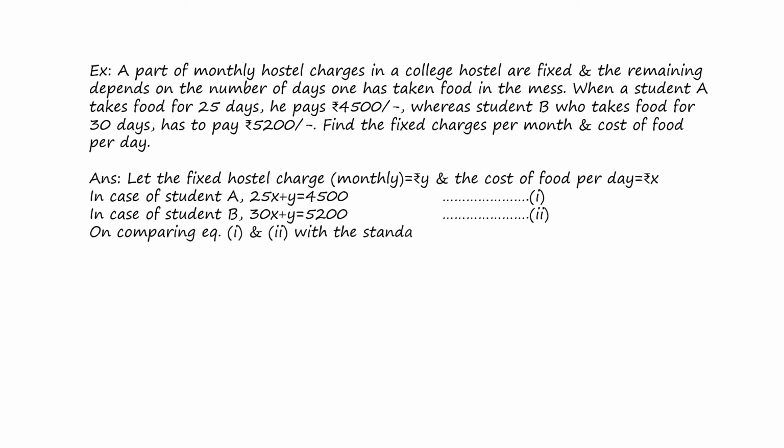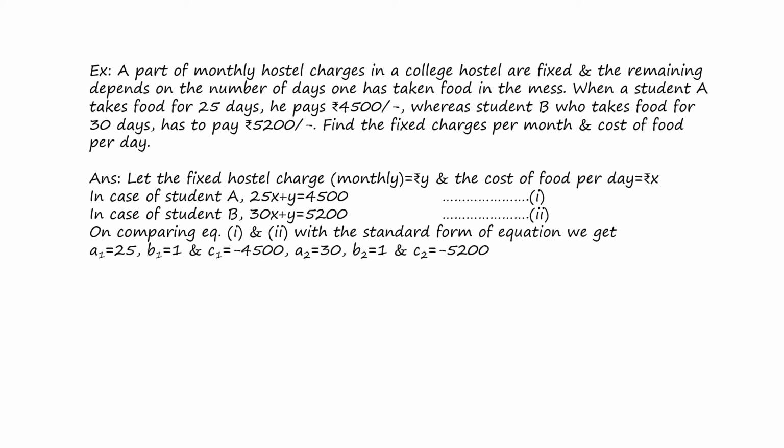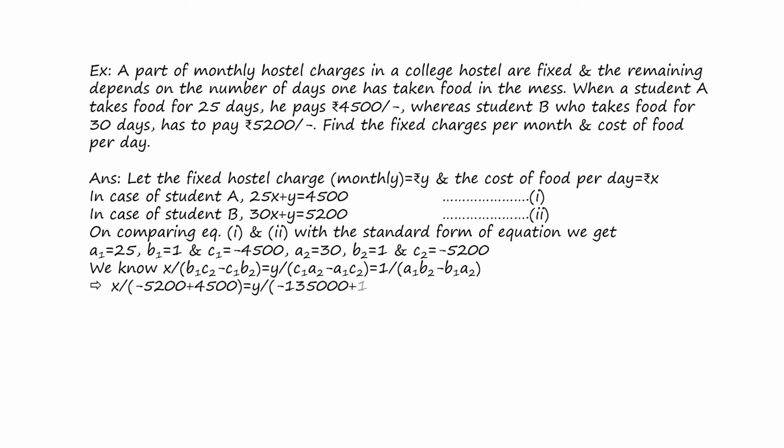So on comparing equation 1 and equation 2 with the standard form, we get a1 equals 25, b1 equals 1, c1 equals minus 4,500, and a2 equals 30, b2 equals 1, c2 equals minus 5,200. Now we know x by b1 c2 minus c1 b2 equals y by c1 a2 minus a1 c2 equals 1 by a1 b2 minus b1 a2, or x by minus 5,200 plus 4,500 equals y by minus 1,35,000 plus 1,30,000 equals 1 by 25 minus 30.